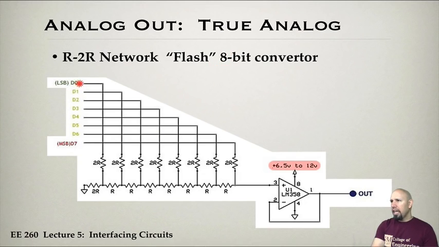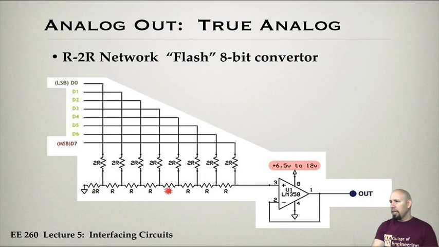So here are the bits, and again, these would be connected up to digital outputs on the Arduino. Notice you have R resistors down here and 2R resistors. So if this is 10K, then this is 20K, and so forth. We have this resistive network, and then it goes into an op-amp. Notice the op-amp may have external power supplies. What this is saying is you need a power supply of at least 6.5 volts and up to 12 volts.